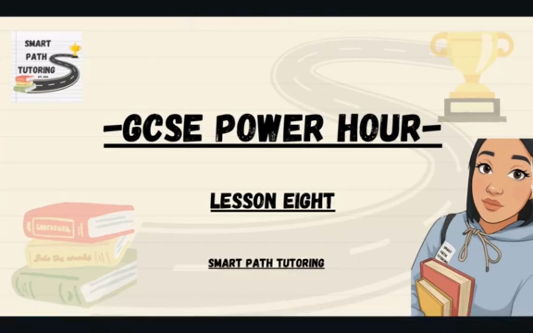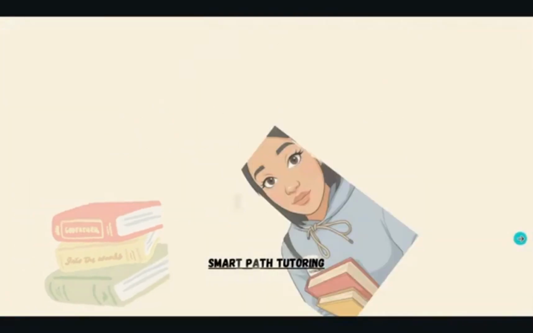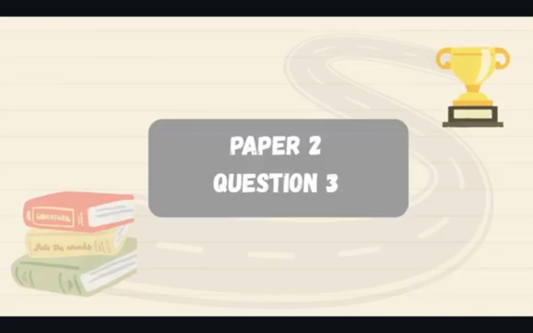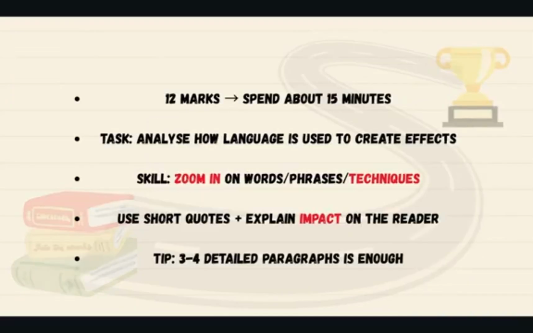Hey guys, welcome back to another video. In this video, we're going to look at GCSE English Language, and we're going to focus on Paper 2, Question 3. Paper 2, Question 3 is worth 12 marks, and I would recommend spending about 15 minutes on this question. The main task is to analyse how language is used to create effects. So it's the same as Paper 1, Question 2, but it's just worth a few more marks.